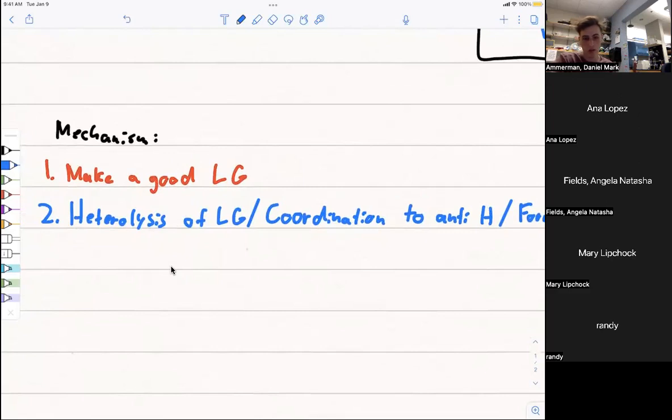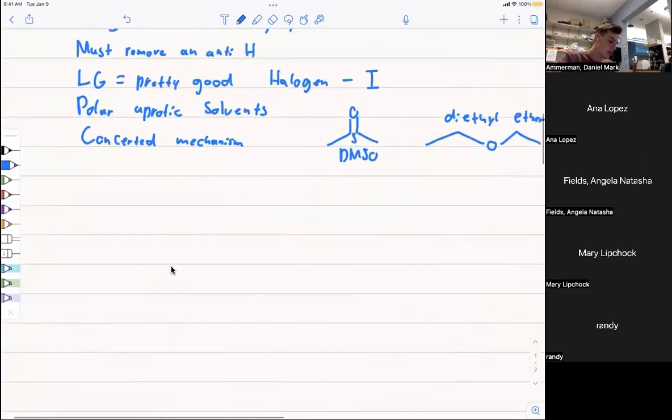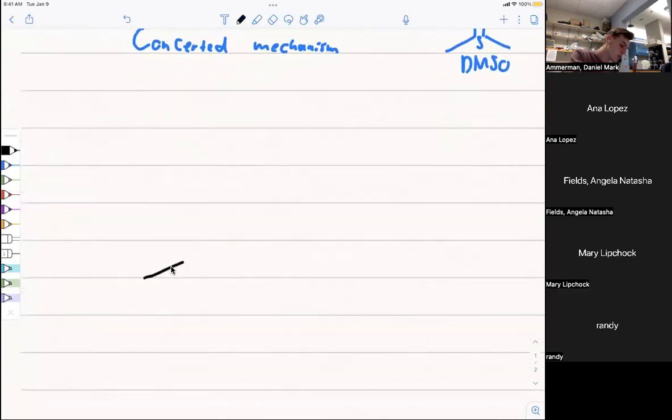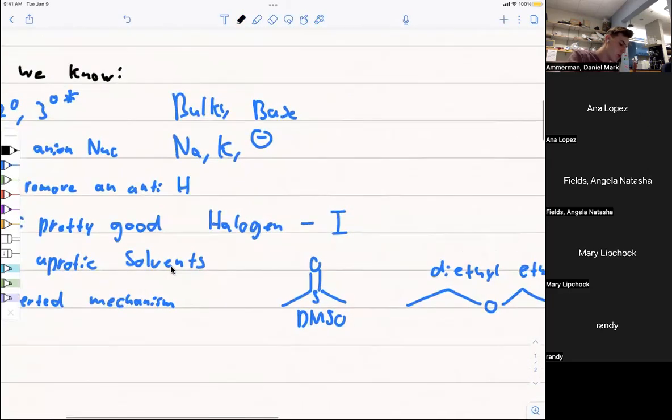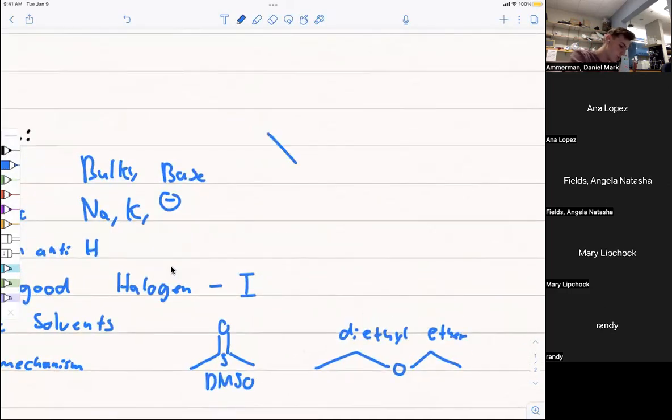E2 is pretty quick, and we're just getting straight to it. So let's do an example of E2. Oh, also real quick though, bulky base examples. I'll just write some.